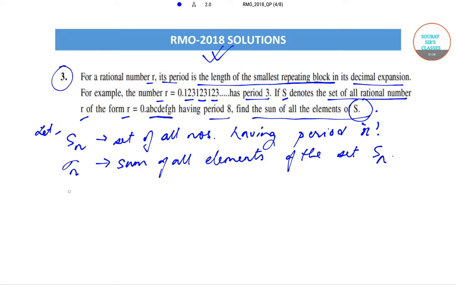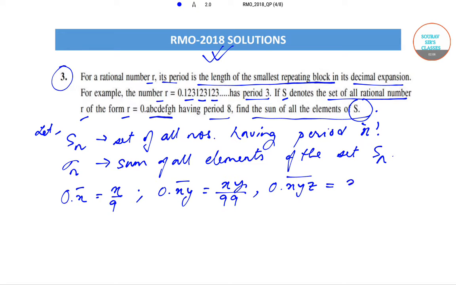Now if we have a number of the form 0.x bar, it has period 1. We mostly write it as x by 9. If we have a number of the form 0.xy bar, such numbers are normally written as xy by 99. And if we have a number of the form 0.xyz bar, we write it as xyz upon 999. And this goes on. So this is what we know.